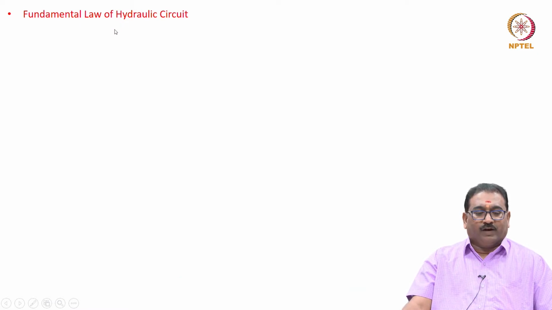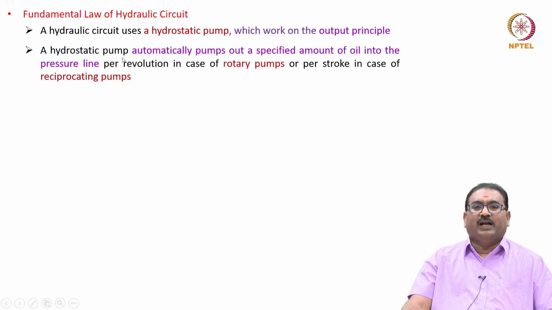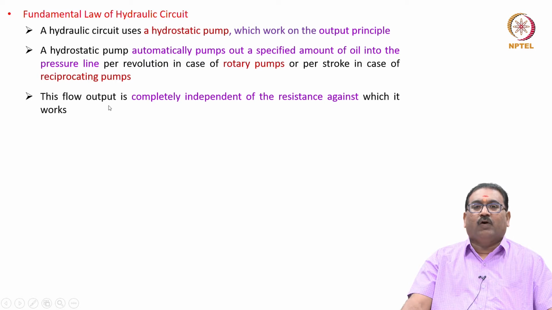Now, we will move on to the fundamental laws of hydraulic circuit. A hydraulic circuit uses a hydrostatic pump which works on the output principle. A hydrostatic pump automatically pumps out a specified amount of oil into the pressure line per revolution in case of the rotary pumps, or per stroke in case of reciprocating pumps. This flow output is completely independent of the resistance against which it works.